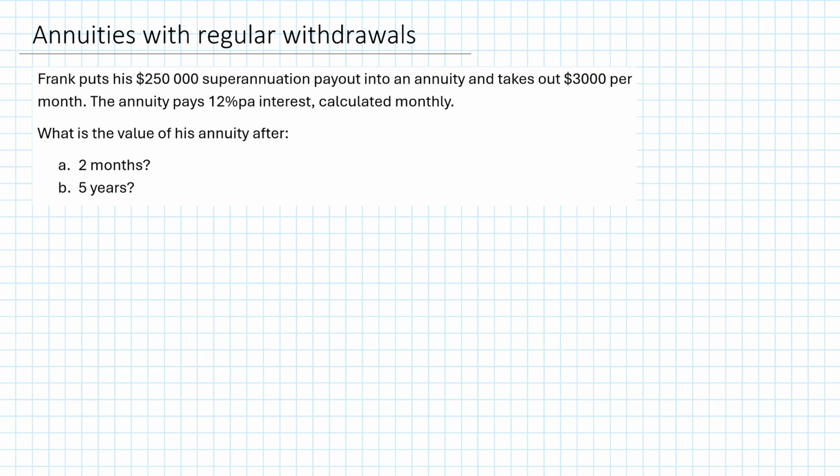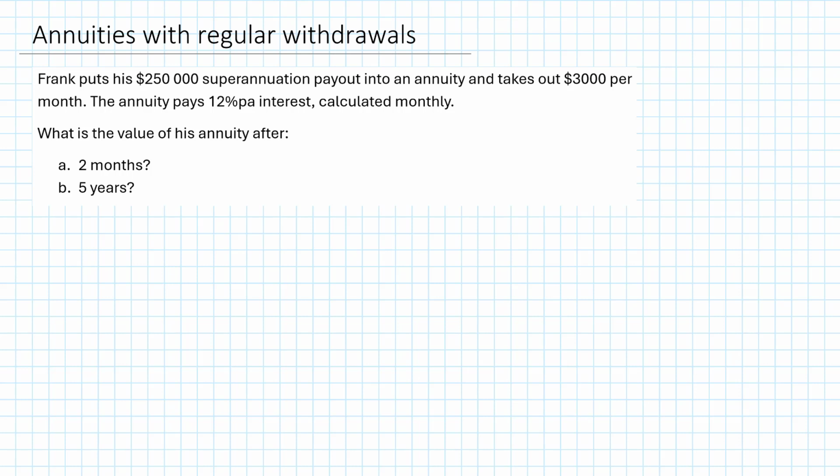Essentially, in this example, we've got a superannuation payout of $250,000, and the person is living off this superannuation. So every month they're withdrawing $3,000. The question's asking us to find the value of the annuity, or the lump sum, the superannuation, after 2 months of spending or withdrawals, and then after 5 years.